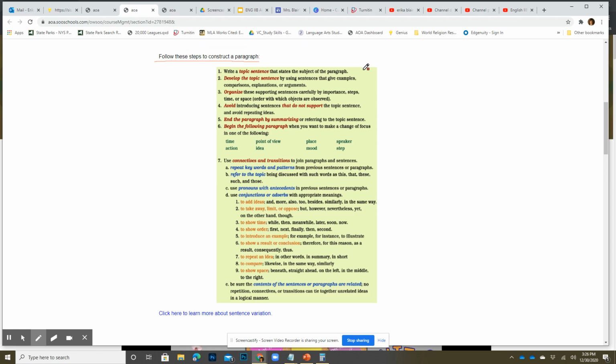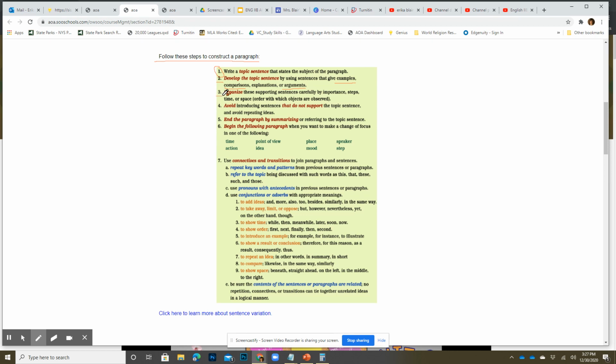So firstly, we want to figure out your topic sentence. What are you going to be writing about? What is the subject of the paragraph? You're going to develop or elaborate on that topic sentence by using sentences that give examples or comparisons or arguments. You're going to elaborate. You're going to figure out your argument.